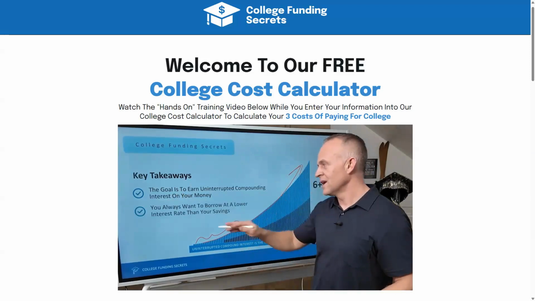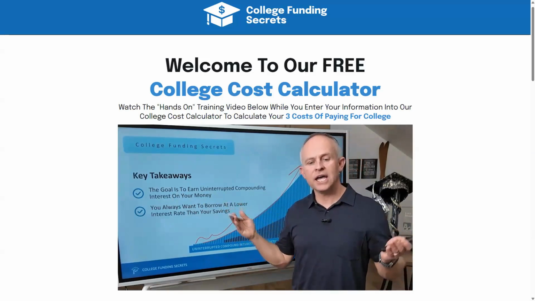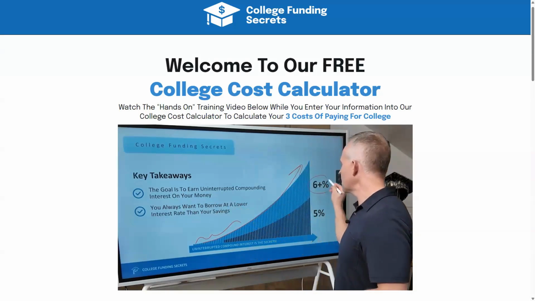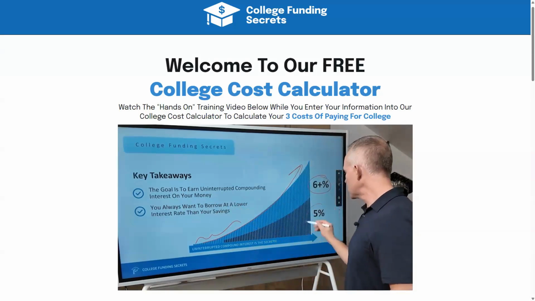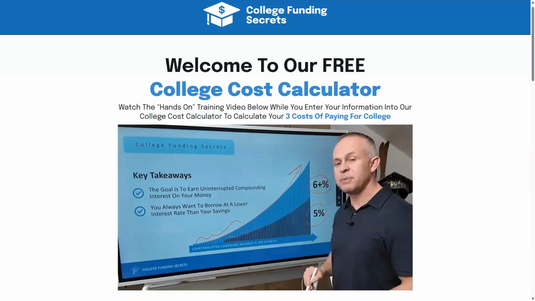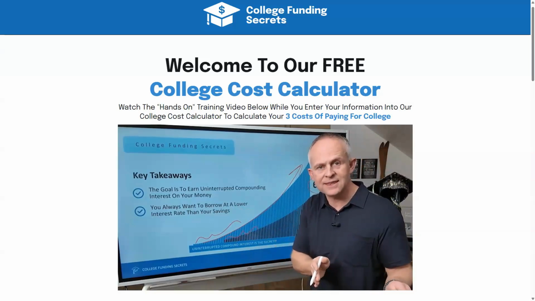Number 2, you always want to borrow at a lower interest rate than what you could earn on your savings. So let's just say you're earning over 6% on your savings and you could borrow money at 5%. Then we borrow money to pay for college or to pay back those college loans with.